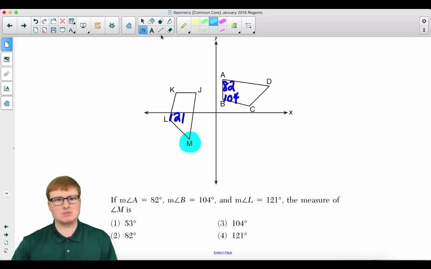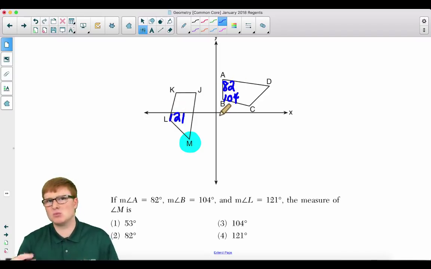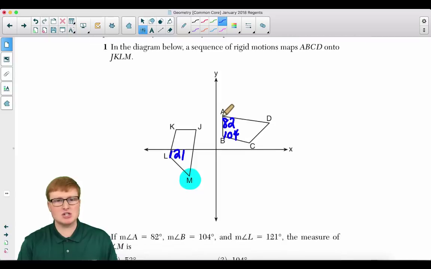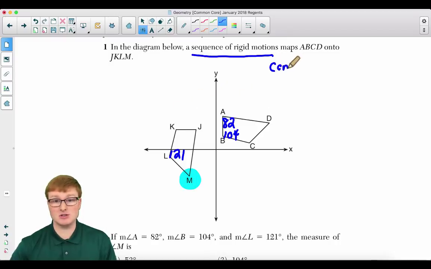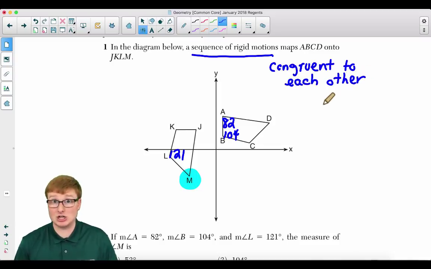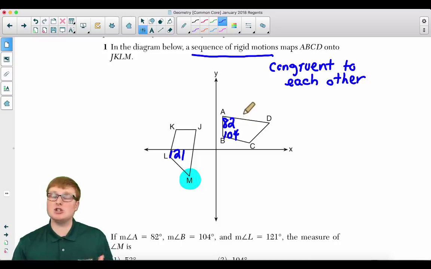Well, how do we go about this problem? I was only given one angle measurement over here and two angle measurements over here. What does that really mean? If you go back to the instructions, it tells you a sequence of rigid motions. That means that these two figures are congruent to each other, so each corresponding angle measure is equal. This is a simple rotation around whatever point they're going for. So we need to figure out what angles are corresponding to each other.